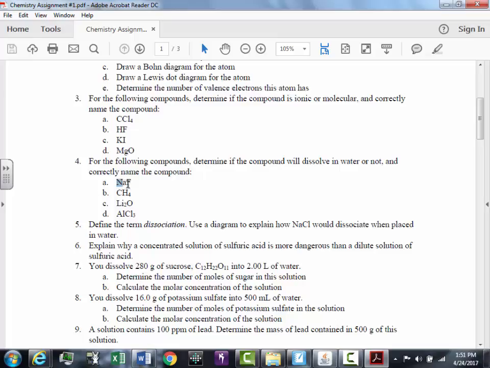So let's practice these. NaF. Ionic or covalent? Is there a positive and a negative, or just negatives? Yeah, because sodium's on one side, fluorine's on the other, right? So this is ionic, so therefore it will dissolve in water. And then we just name it. So how do you name NaF? You got it. Good job.